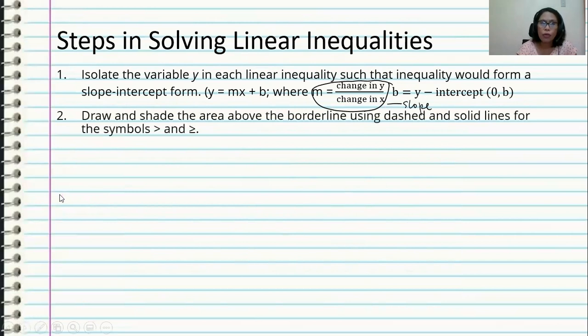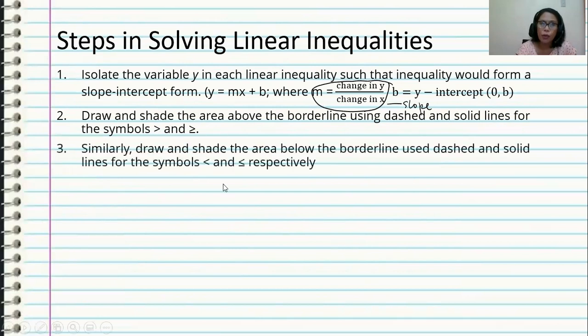And then we're going to draw and shade the area above the borderline using dash and solid lines for the symbols greater than and greater than or equal to, respectively. So we're going to use a dash line for greater than. If there's an equal sign for this inequality, then it has to be a solid line.